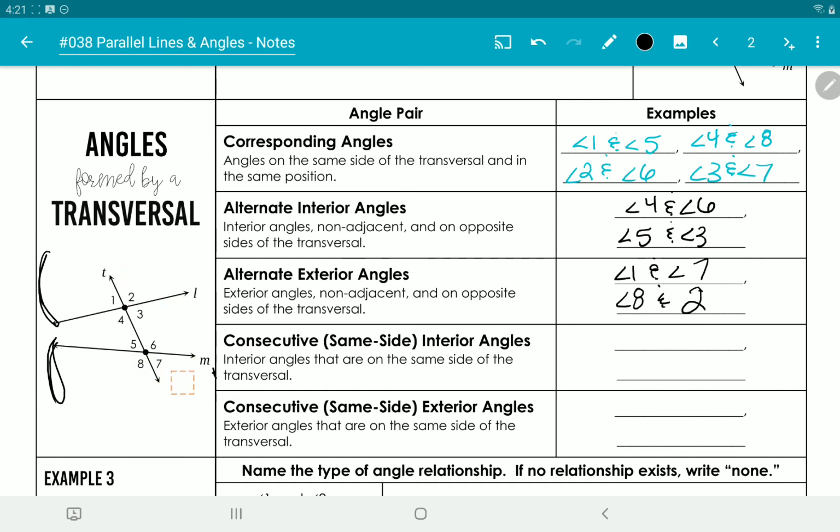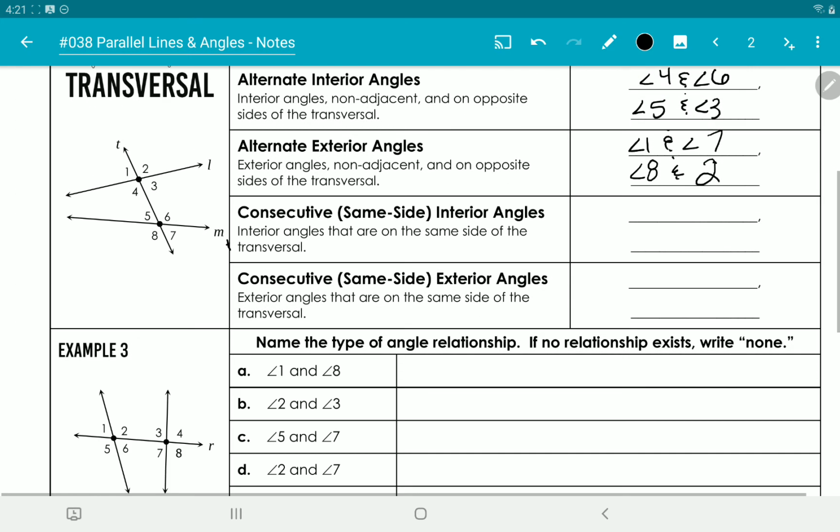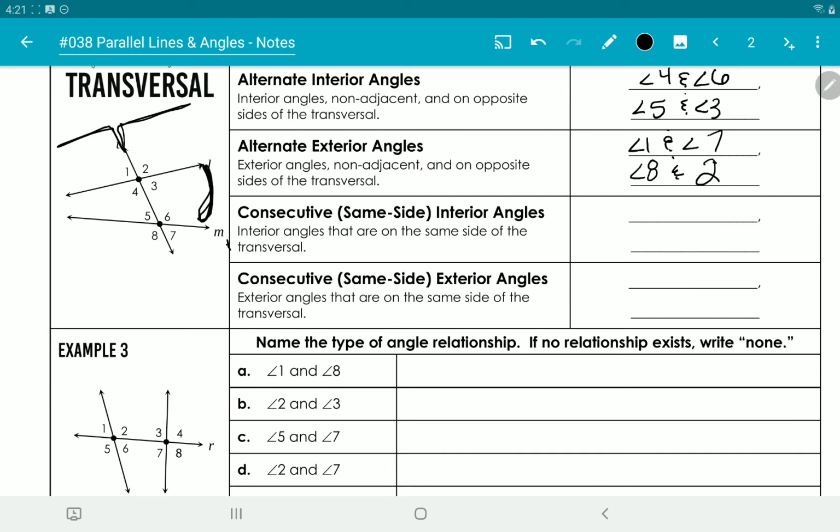Now let's look at the next one. Okay. Consecutive or same side interior. Okay. So same side, so they're going to be on the same side of the transversal. Either they're both going to be on the right or they're both going to be on the left over here. And these are interior angles that are on the same side. Okay. So we're going to be looking at the interior, so the angles between here. So if we look at number 3, the only other one that's on the inside and the same side would be angle 6.